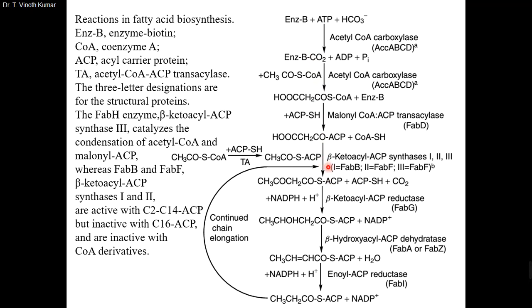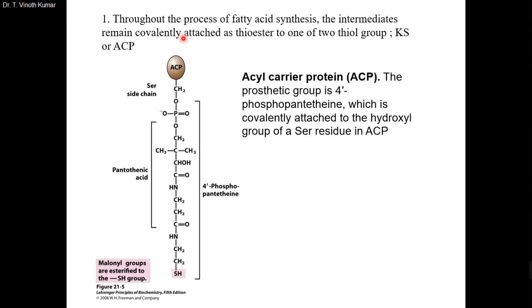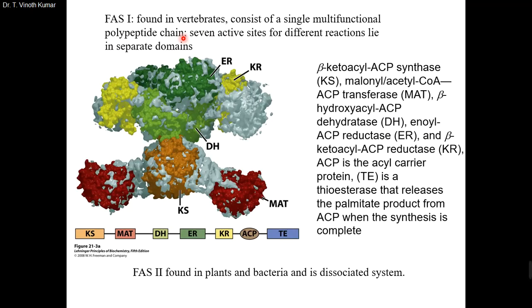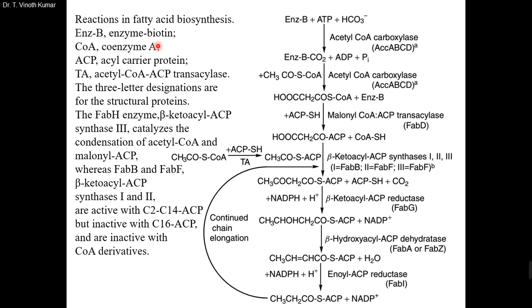And these are the reactions in fatty acid biosynthesis. The enzyme B is the enzyme with the biotin. This is enzyme fatty acid synthase 1 with biotin. Biotin is a carrier. Biotin will accept the carbon dioxide. Without biotin, the carbon dioxide attachment is not possible, and this reaction is driven by ATP.